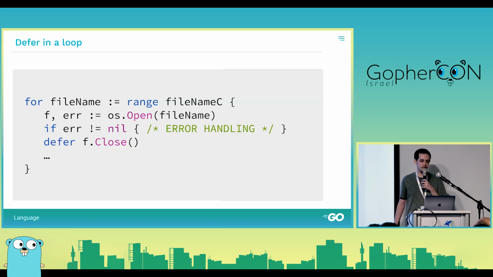So while we are at loops, here's another case. Here we are ranging over a channel in a loop. And on each iteration, we open a file. Now, maybe you can relate to this feeling.